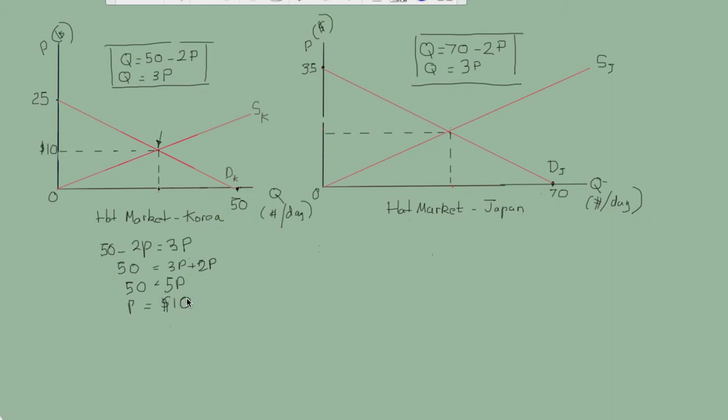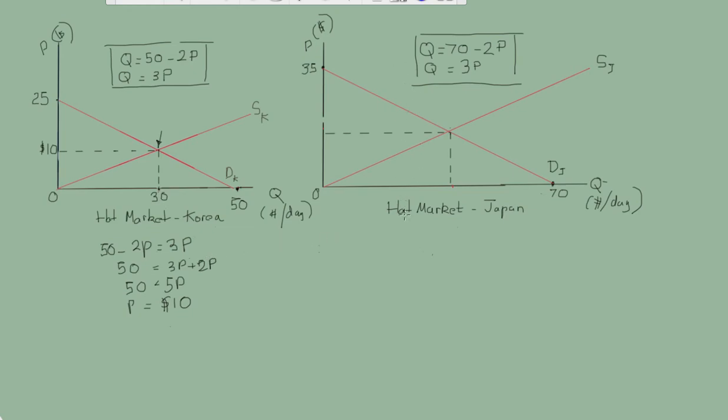And then if I want to know quantity, the thing to do, of course, is to take the price and say, well, what would demand and supply be if the price happened to be 10? And we could use either of these curves. You can see from the supply curve that when the price is 10, Q must be 30. So we have our equilibrium quantity as well, 30 hats per day.